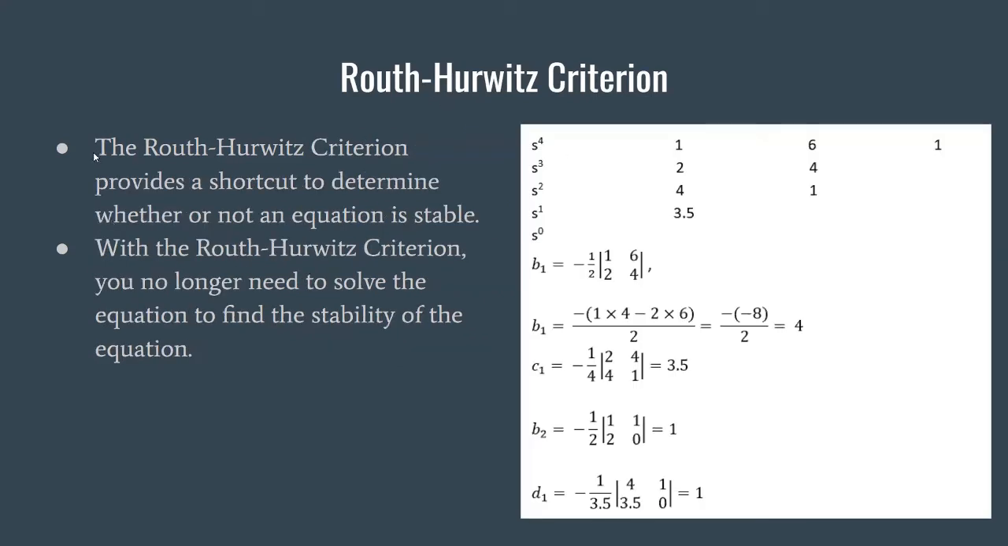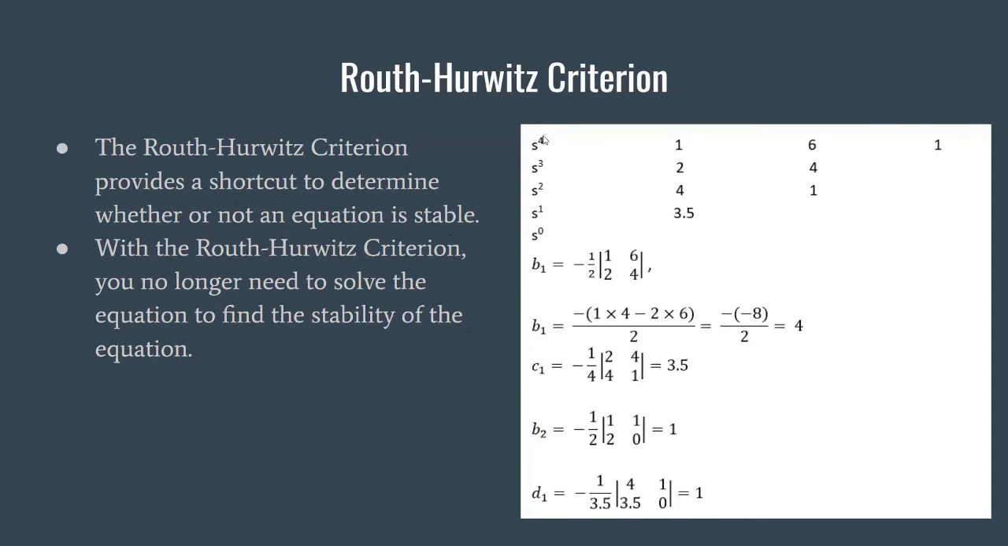Okay. The Routh-Hurwitz criterion provides a shortcut to determine whether or not an equation is stable, because originally, to determine whether or not the equation is stable, you had to graph it and see whether the solutions all came together in the previous graphs. But with the Routh-Hurwitz criterion, you don't need to solve the equation and then graph it to find the stability of the equation.